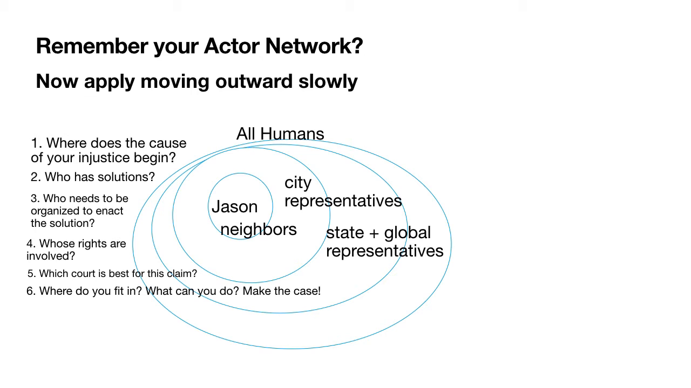So once you've identified the cause of the injustice, as narrow as you possibly can, then you want to say who has solutions for this problem and how close they are to the problem. Then, who needs to be organized to enact the solution? That's why I put all humans on there, right? I mean, we can't forget certain people.